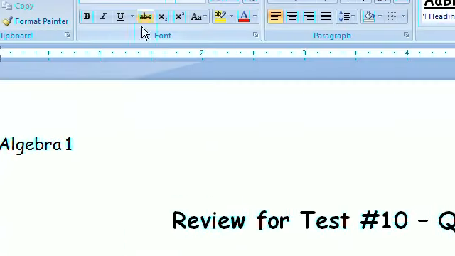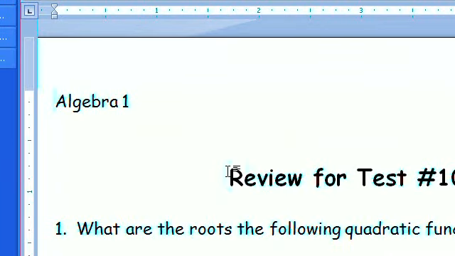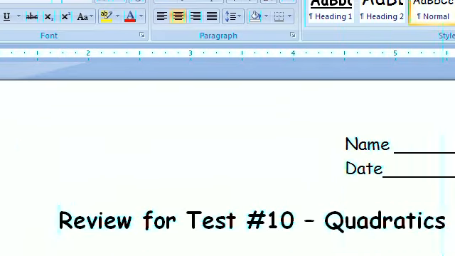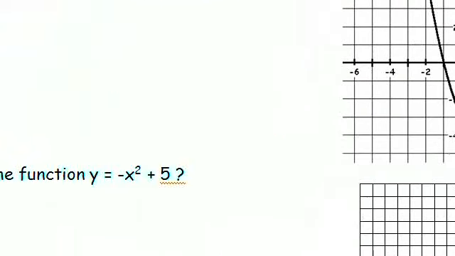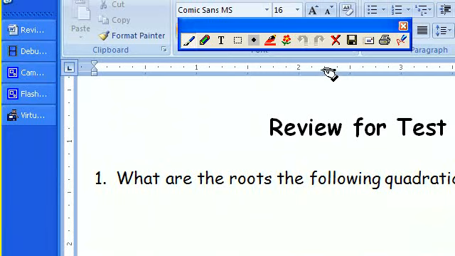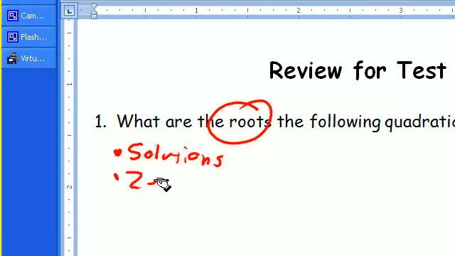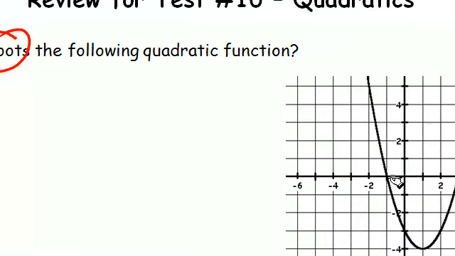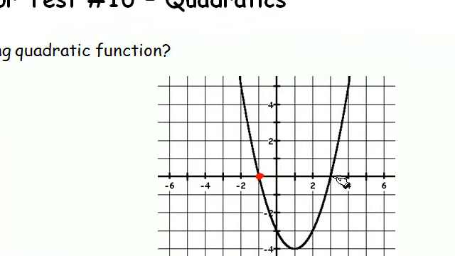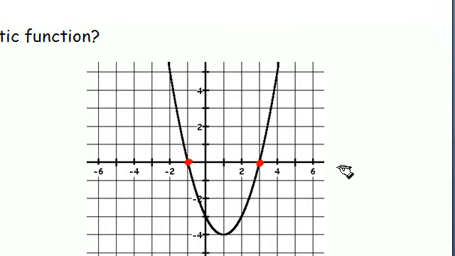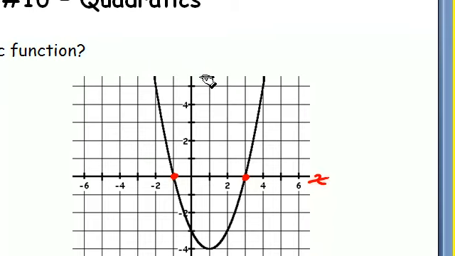This won't take too long because we have persevered and labored through our quadratic unit. So let's get started. Number 1, what are the roots of the following quadratic function? It's important to remember that roots can also be called solutions, and they can also be called zeros. And we find roots and zeros by inspecting where the parabola intersects the x-axis, because it's at this value where y equals 0. Here's the x-axis, here's the y-axis, and it's at these 2 points where our y value equals 0.